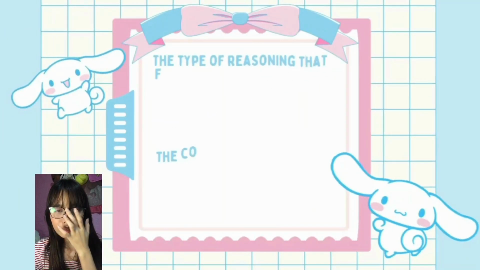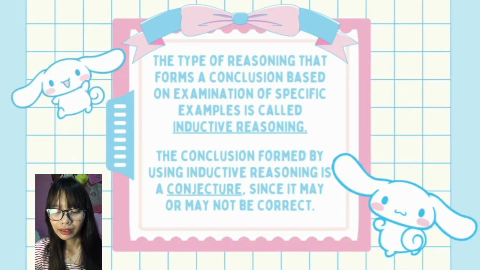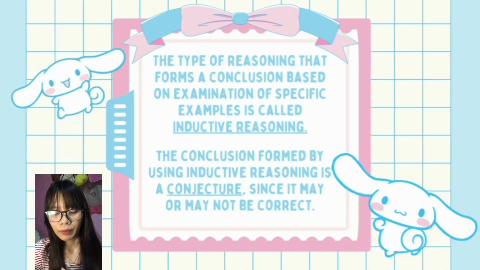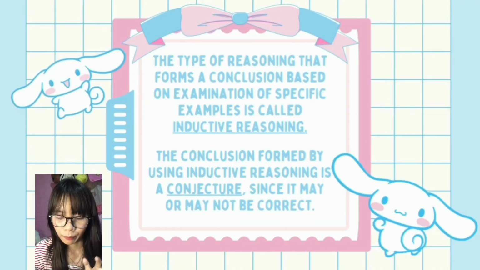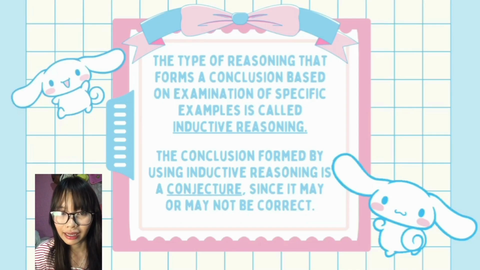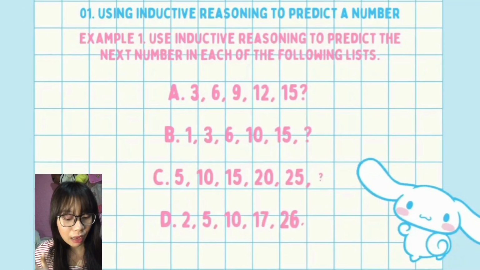So first, let us define inductive reasoning, or the type of reasoning that forms a conclusion based on the examination of specific examples. Then we have the conjecture, which is the conclusion formed by using inductive reasoning, since it may or may not be correct. Okay, so first we have the first example.